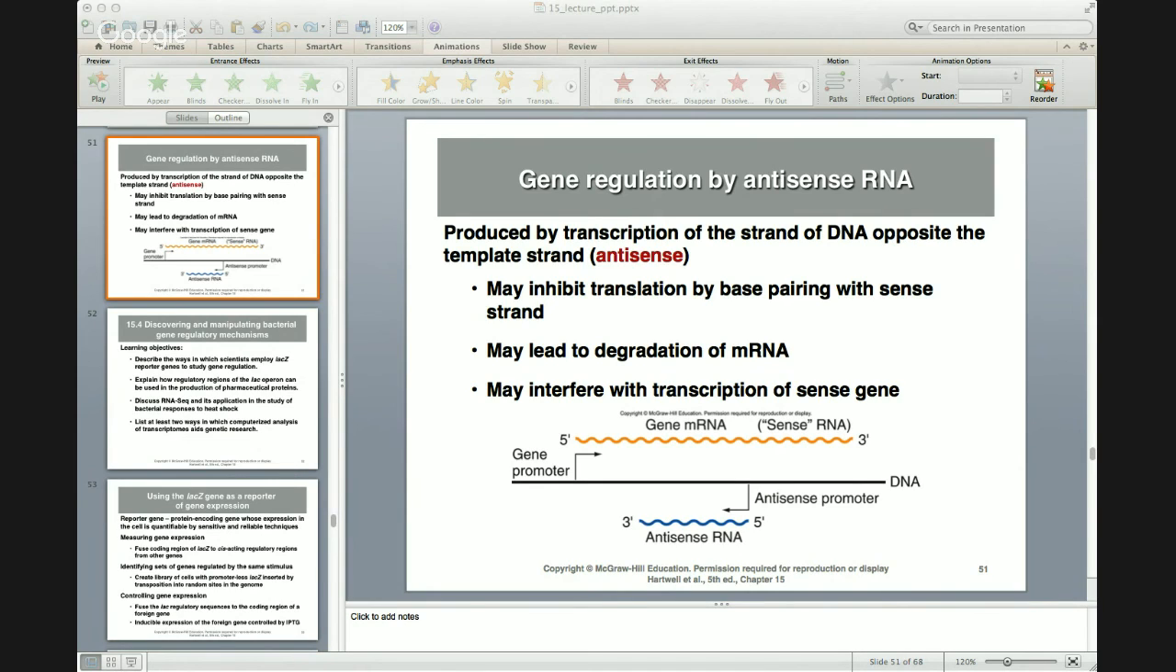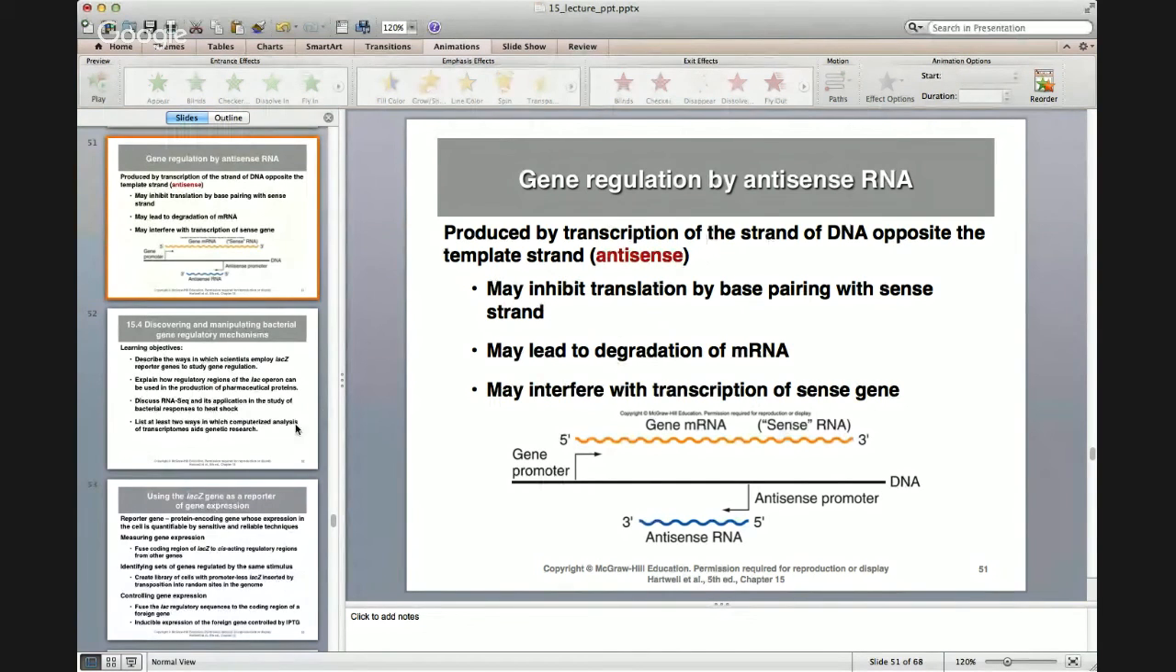using these regulatory mechanisms in the production of gene products that are useful, or in studying the regulation of other genes, or eukaryotic genes in bacteria. Okay, so let's look at the use of some of these regulatory mechanisms.